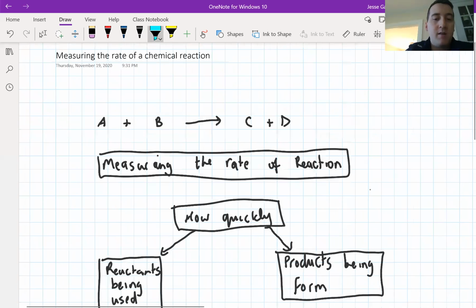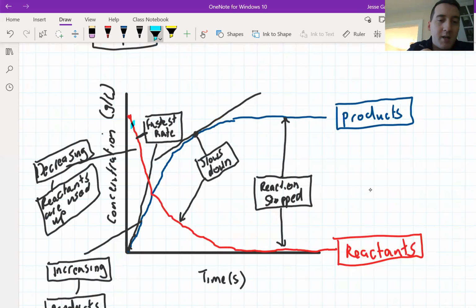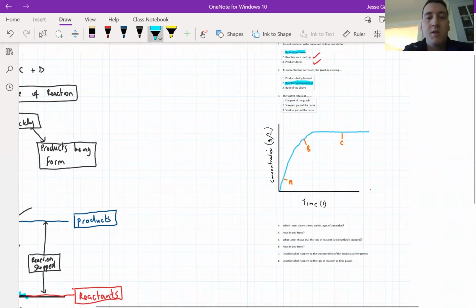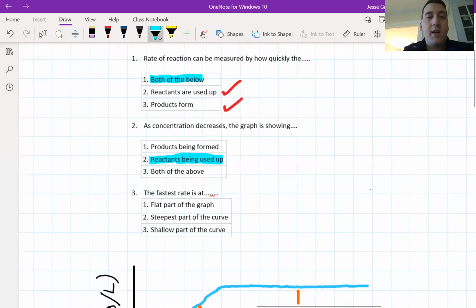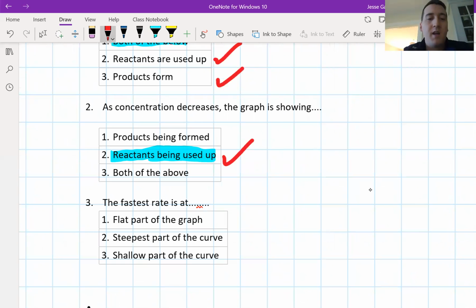This line over here shows the concentration decreasing. This shows the reactants being used up. So that's number 2. Well done. If you got that right, good job. Tick it. If not, you need to fix it.